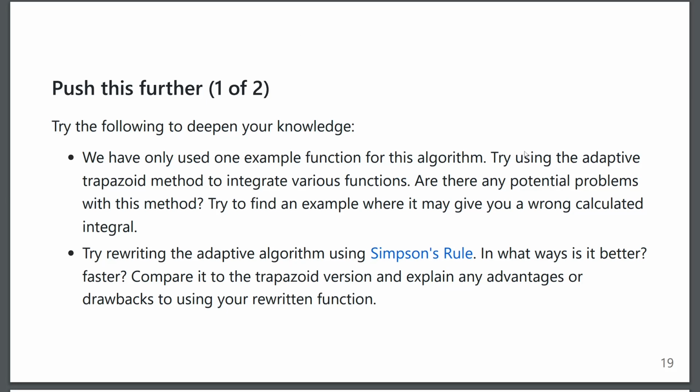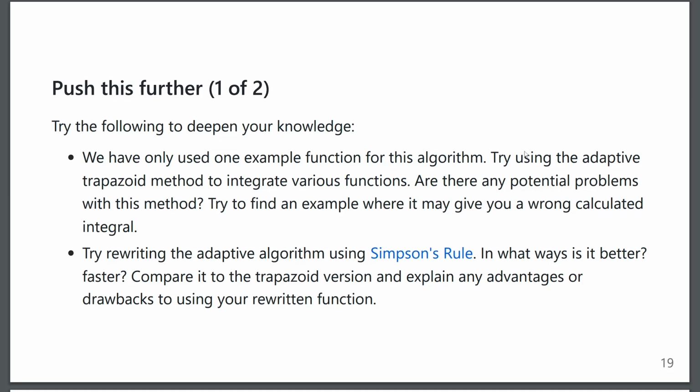First off, we've only used one function example in this algorithm, so try using the adaptive trapezoid method to integrate various functions and notice, are there any potential problems with the method? Are there issues you may run into, and how could you solve them? So try to find an example of where this actually may give you the wrong answer. I know there are some values where you may inadvertently come to the wrong answer even though you're using the correct algorithm.